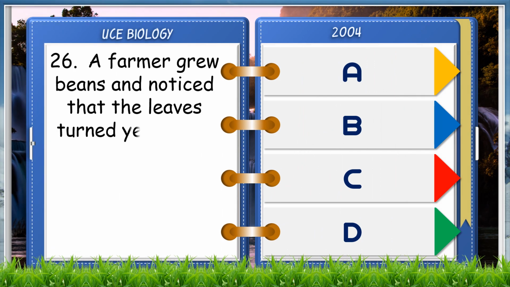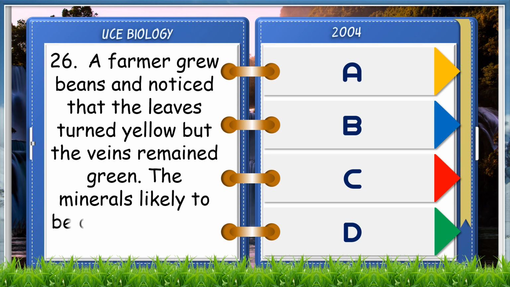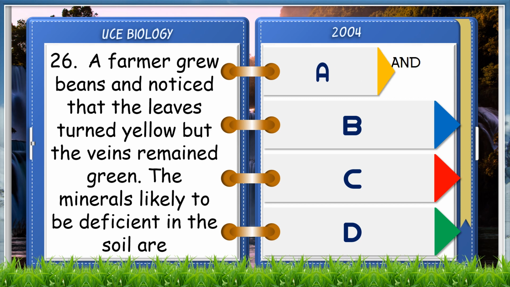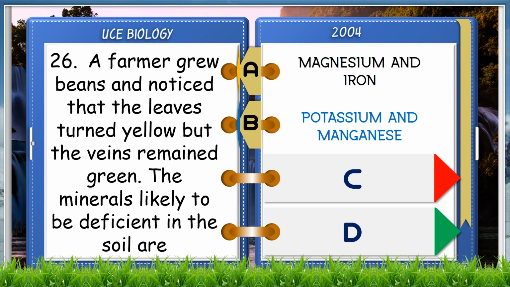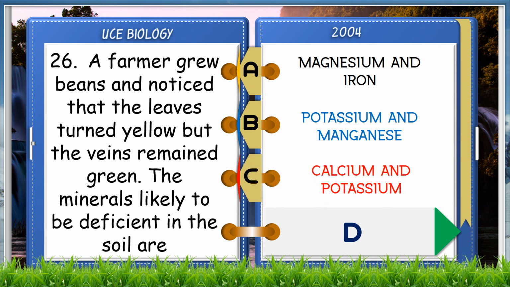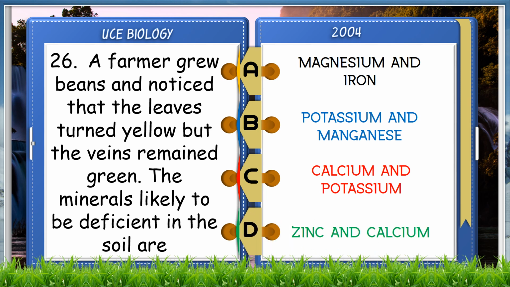A farmer grew beans and noticed that the leaves turned yellow, but the veins remained green. The minerals likely to be deficient in the soil are A. Magnesium and iron. B. Potassium and manganese. C. Calcium and potassium. D. Zinc and calcium. The answer is B. Potassium and manganese.